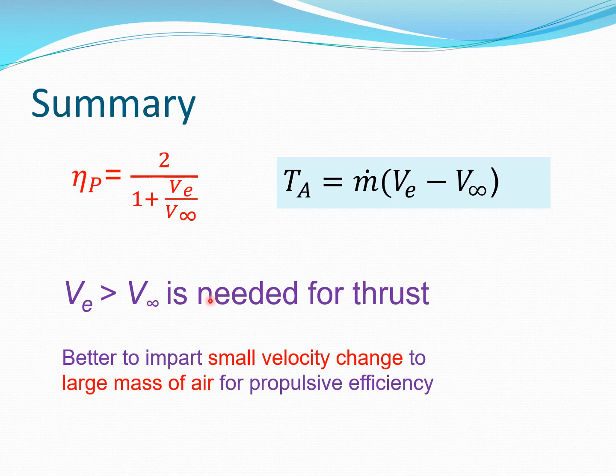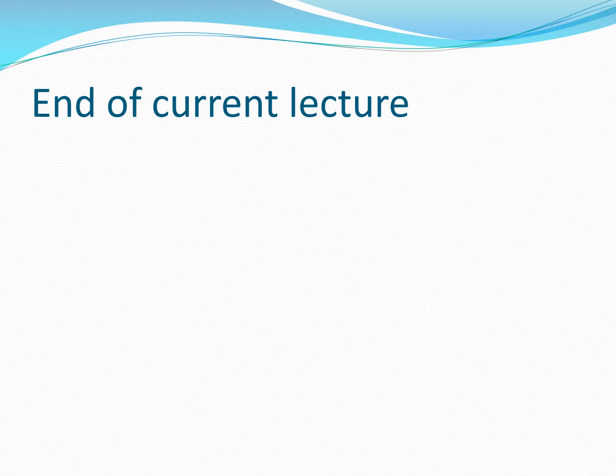Now, one more philosophical aspect is that it's better to impart a small velocity change to a large mass of air for propulsive efficiency, and this is something which is certainly seen in propellers. It's also seen in turboprops and turbofans, and as you try to accelerate the air at a greater and greater velocity and you have a smaller mass of air, your propulsive efficiency is going to certainly decrease.